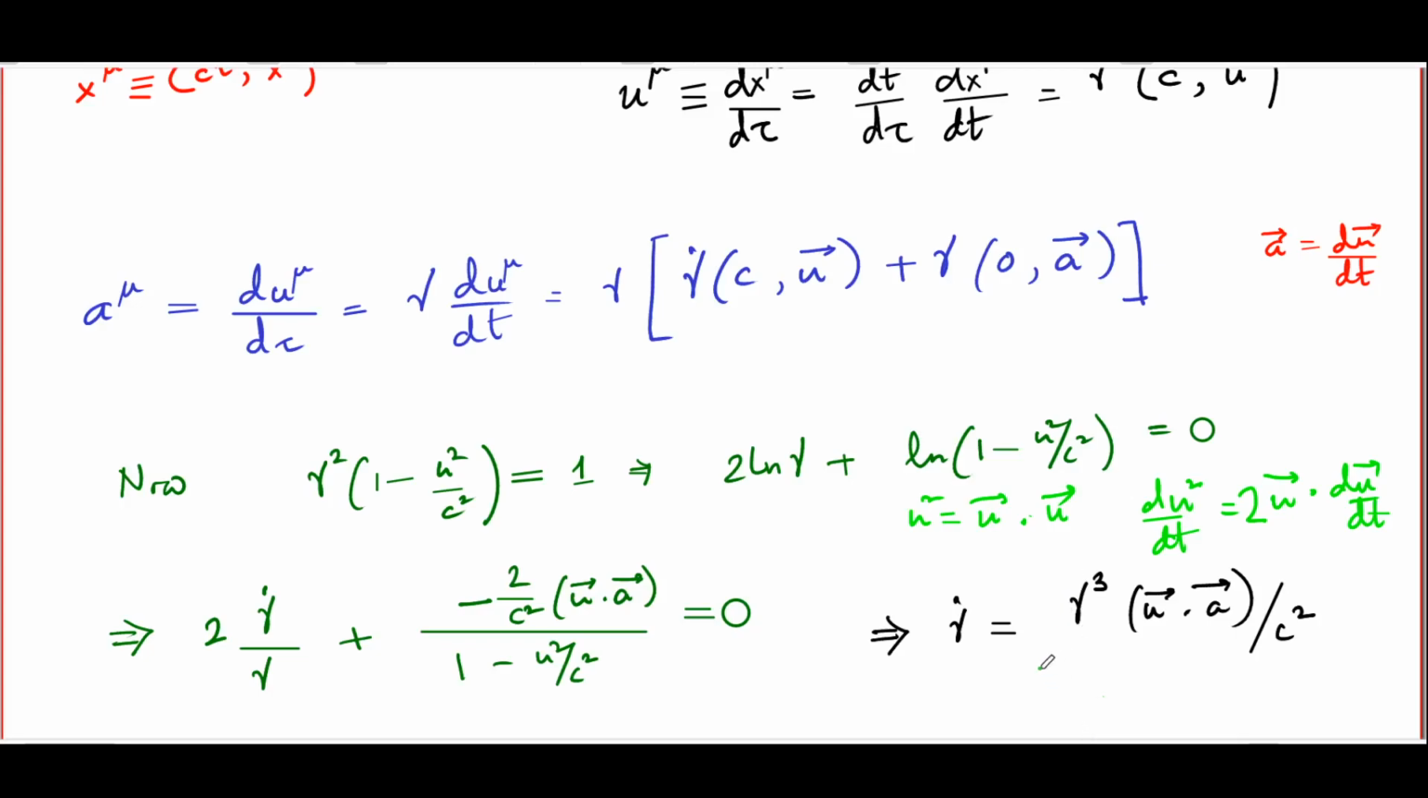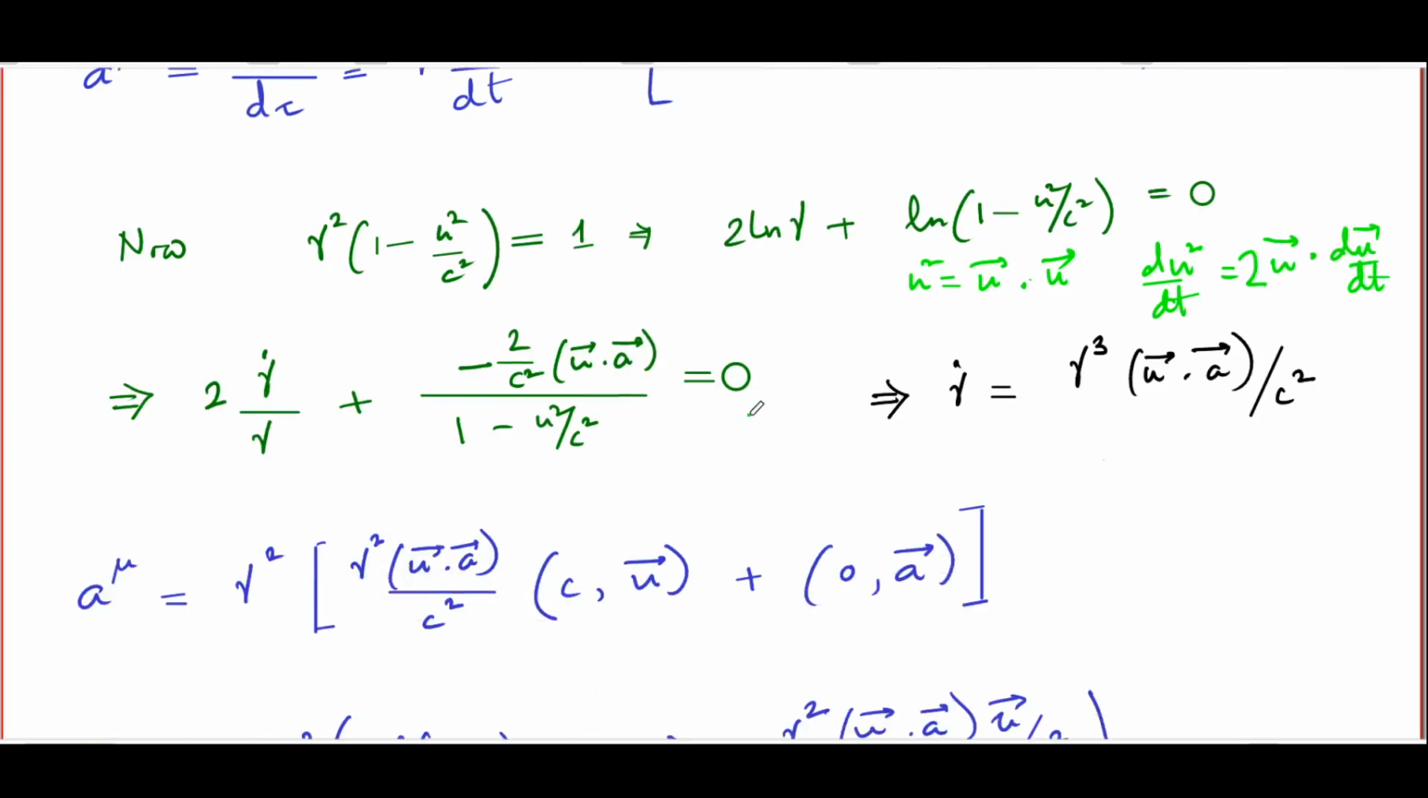So this is the form that gamma dot takes, and when we substitute this back in our formula for a^μ, we are going to end up with a compact form for the 4 vector components. The 4 acceleration works out to be gamma squared as an overall factor times gamma squared u dot a by c squared.